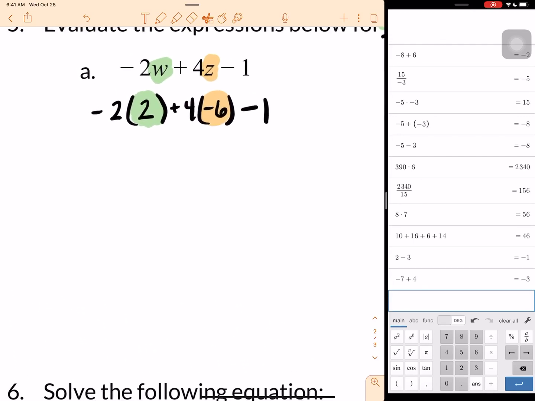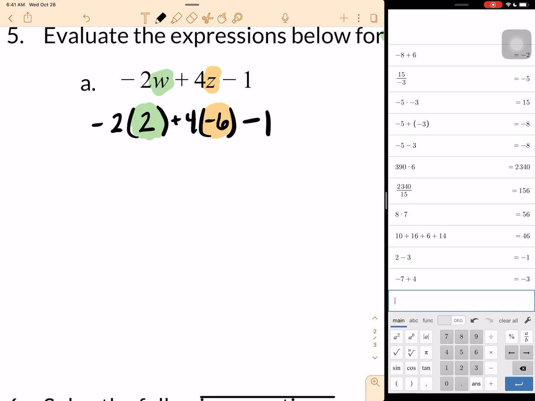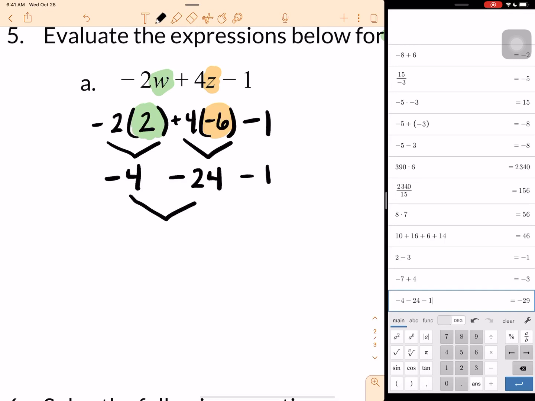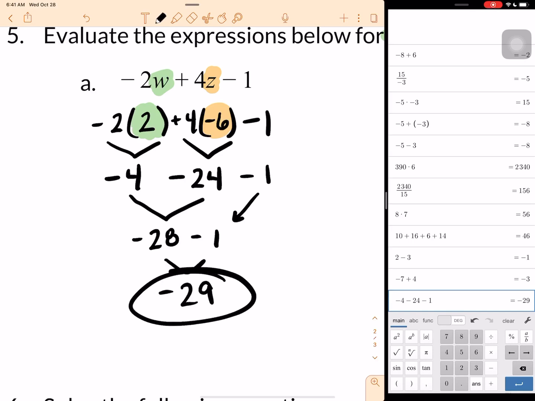So now if I simplify this, negative 2 times 2 is negative 4. Positive 4 times negative 6 is negative 24, and then minus 1. Now, you could just plug all this in. So negative 4 minus 24 minus 1, and we're going to get negative 29. You could also go step by step. So negative 4 minus 24 is negative 28, and then bring down the minus 1 again. You get negative 29. So that will be your answer there, negative 29.